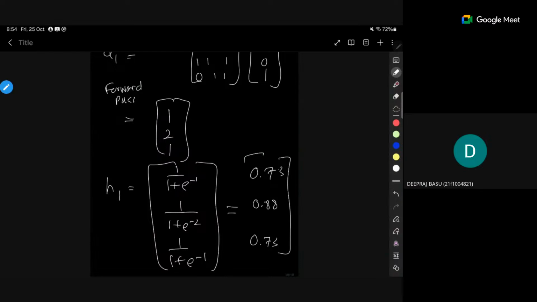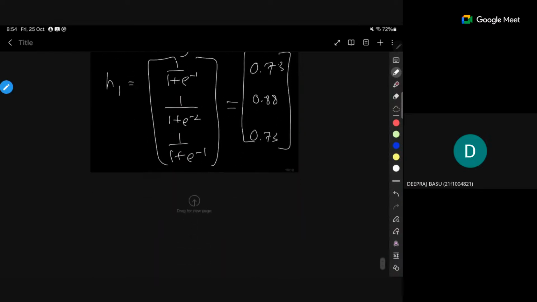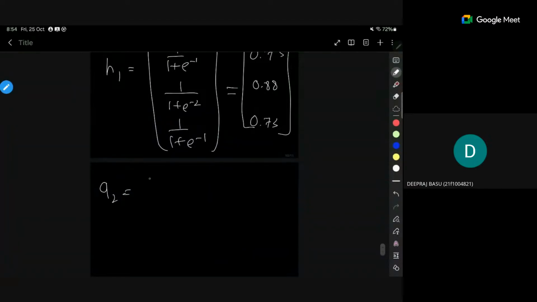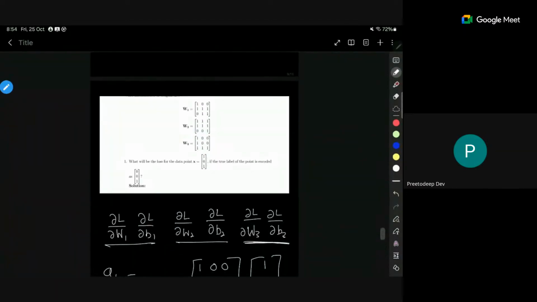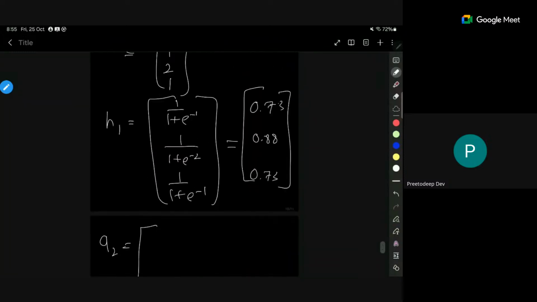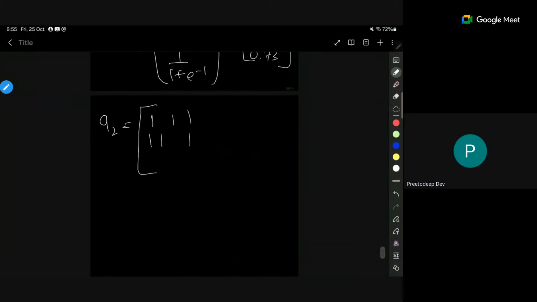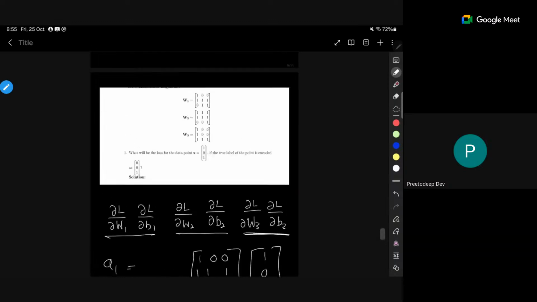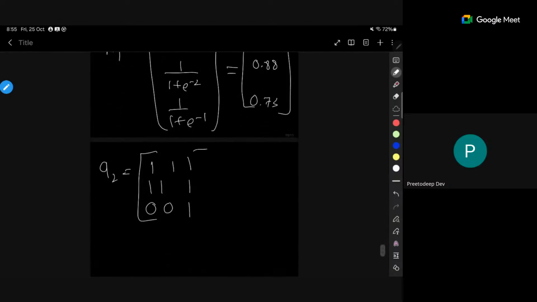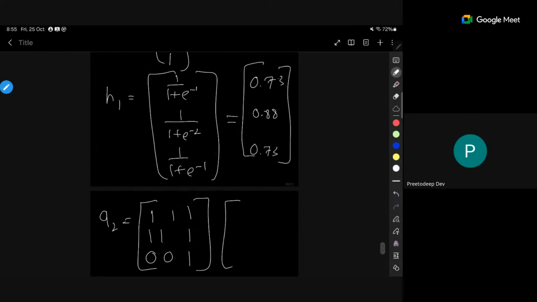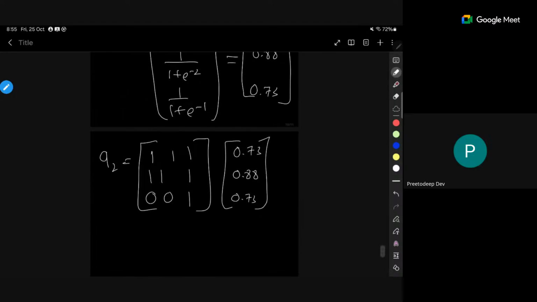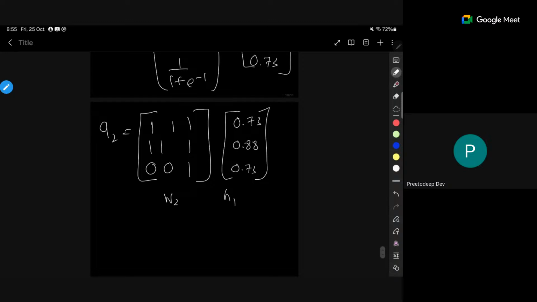73. Fine. Then I need to figure out what is my A2, which is again going to be weights W2 into H2. Sorry, H1, not H2. So W2 is 1 1 1, 1 1 1, 0 0 1, and I multiply all this with H1: 0.73, 0.88, 0.73. This is my W2 and this is my H1. H2 is what we'll get after applying sigma to that.